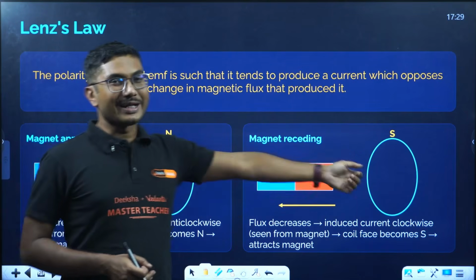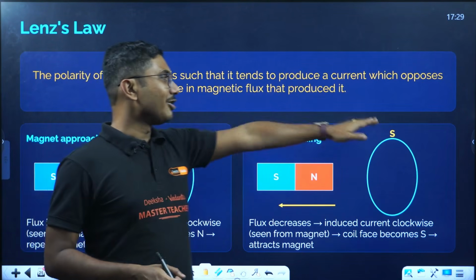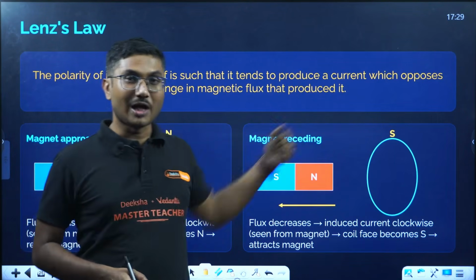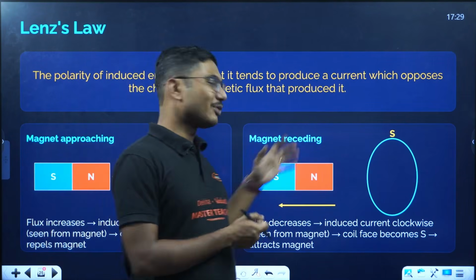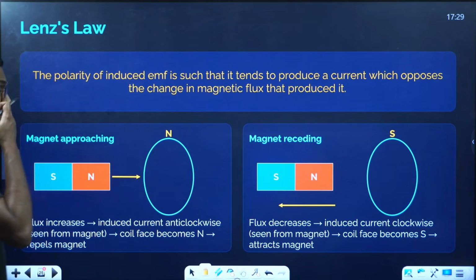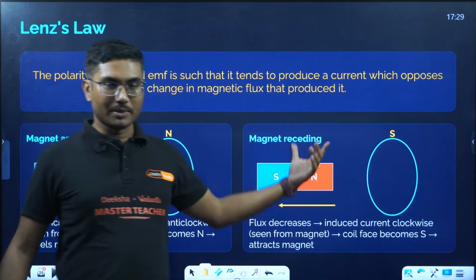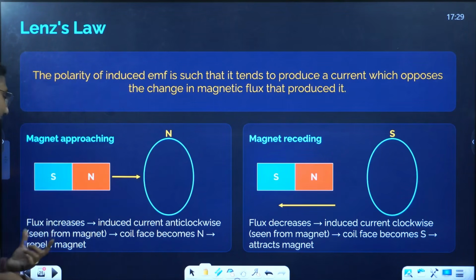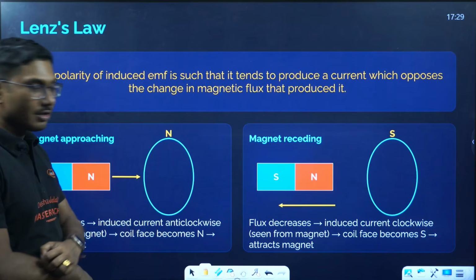If you are trying to take it away from the coil, there will be a South Pole. There will be a North Pole and a South Pole, and they attract each other and say, don't go far away, I am here. So that is what Lenz's law talks about. Lenz's law says that when flux increases, the induced current is anti-clockwise.